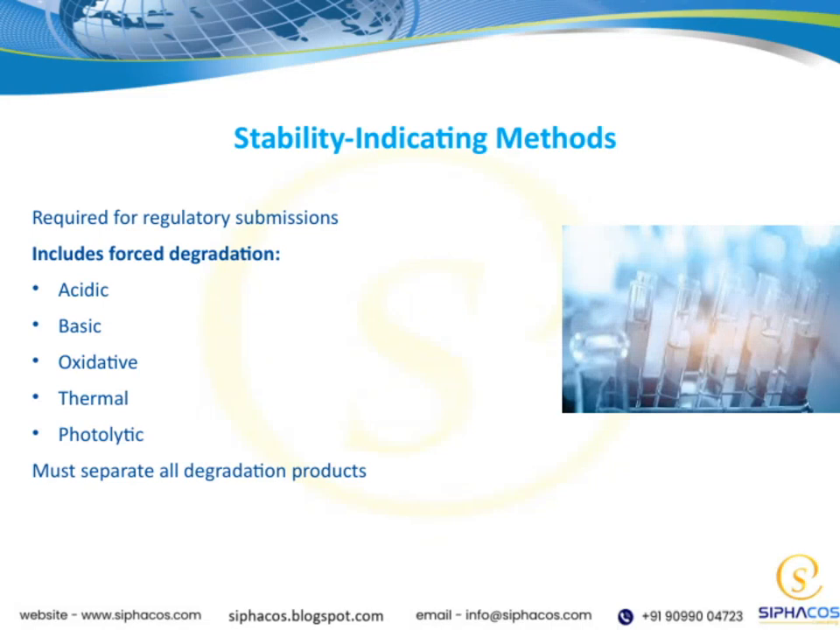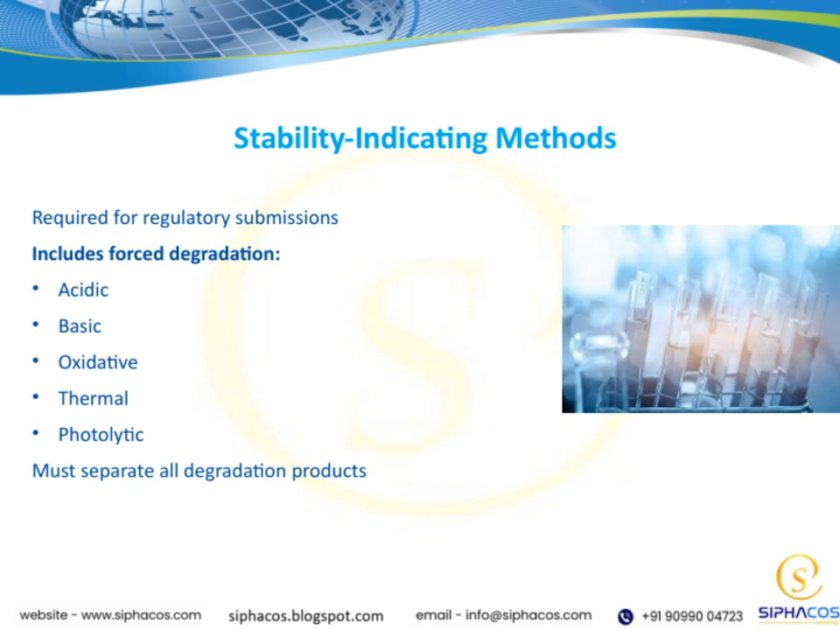Let's talk about stability indicating methods, which are essential for regulatory submissions. These methods help us ensure that a drug's stability is accurately assessed over time. A key part of this process involves forced degradation studies. These studies expose the drug to various stress conditions such as acidic, basic, oxidative, thermal, and photolytic environments. The goal here is to intentionally degrade the drug to see how it breaks down.